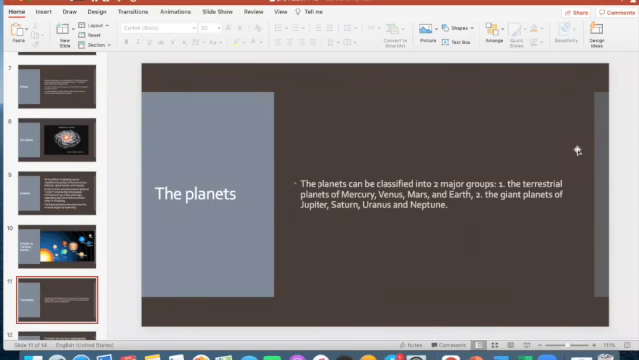So the planets can be classified into two major groups. We have terrestrial planets and we have the giant planets. The giant planets are bigger than the terrestrial planets. Our terrestrial planets include Mercury, Venus, Earth, and Mars. The giant planets include Jupiter, Saturn, Uranus, and Neptune. So all of those planets are bigger than the terrestrial planets that I just listed.